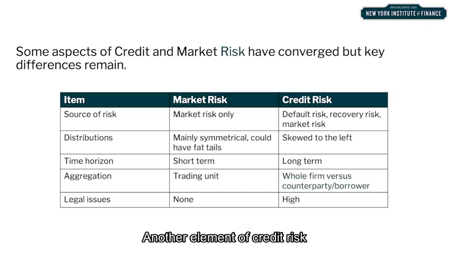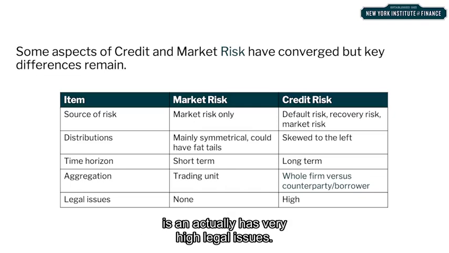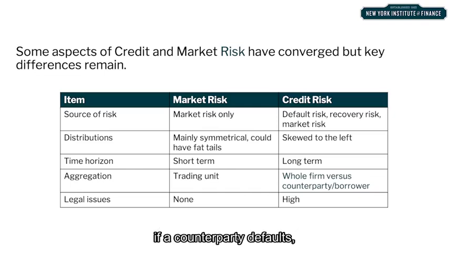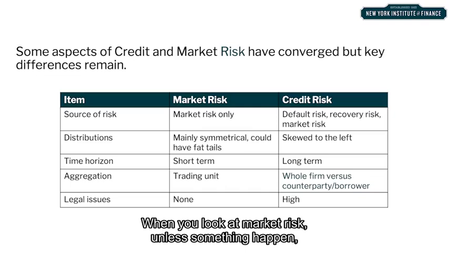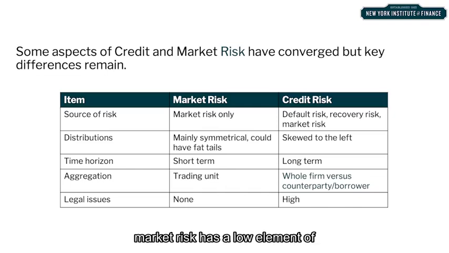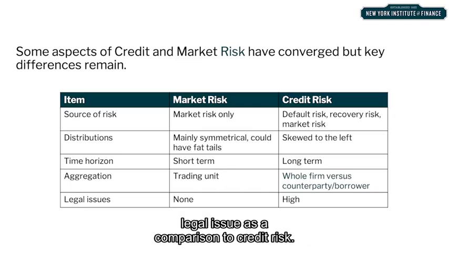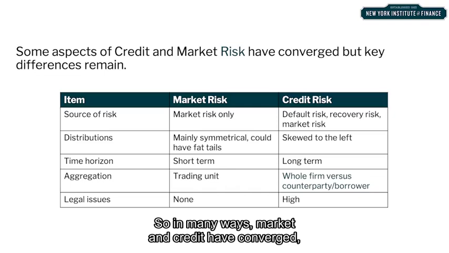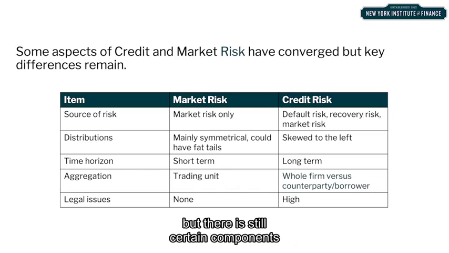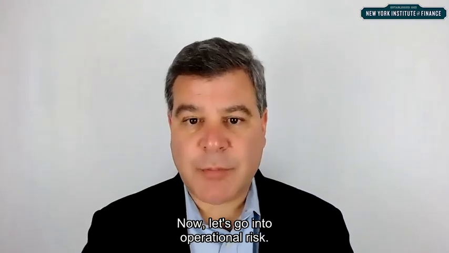Another element of credit risk is that it actually has very high legal issues. The reason being is that if somebody defaults, if a counterparty defaults, it becomes a legal event. When you look at market risk, unless something happened which is either regulatory based, market risk has a low element of legal issue as a comparison to credit risk. So in many ways, market and credit have converged, but there are still certain components that are very distinct to both market risk as well as credit risk. But now let's go into operational risk.